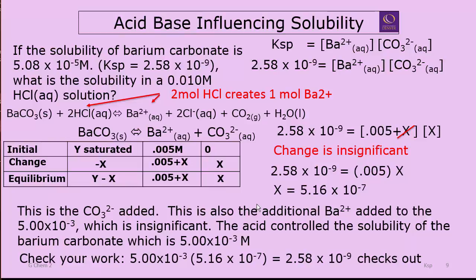Check your work. So basically now I do need to have that a little bit of amount of the barium carbonate that would show up. I need to plug it in, or else I'd be plugging in a 0. I take that number, the 5.16 times 10 to the minus 7, that's from the carbonate. I take in the original acid amount, and I don't need to add on the insignificant 5.16 times 10 to the minus 7. I multiply it together, and I get 2.58 times 10 to the minus 9, which is the KSP, so this checks out.